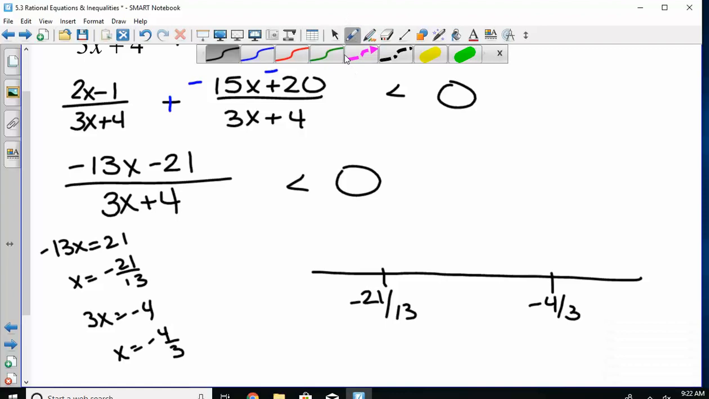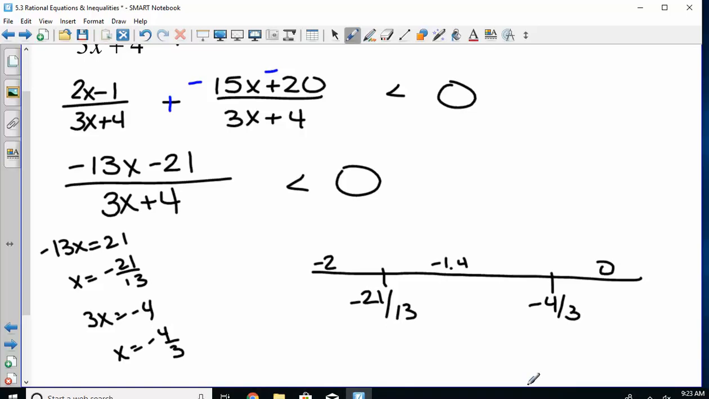Test points. If I put in something smaller than negative 21 over 13, negative 2. All right, now in between we're going to have to be a little more careful. This was a negative 1.6 and that's a negative 1.3. Negative 1.4. Bigger, let's just go 0. If I put in a negative 2, I get 26 minus 21, so positive. Negative 6 plus 4 is negative, so that is negative.